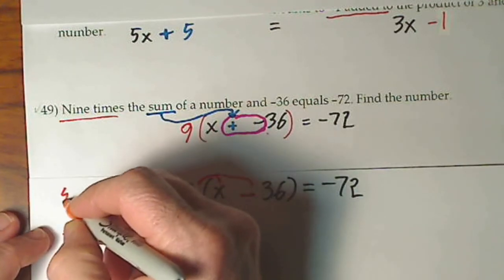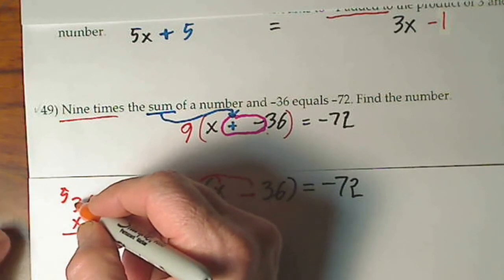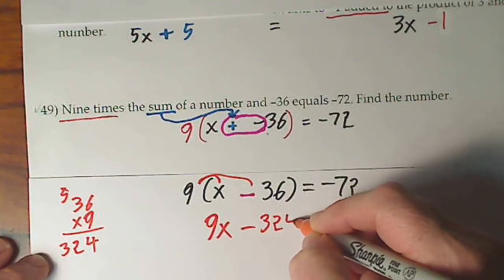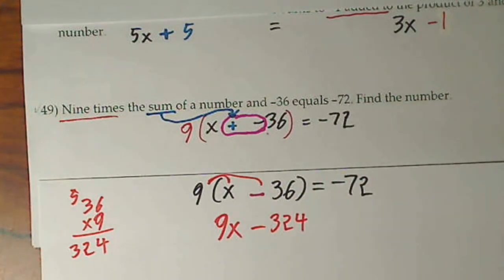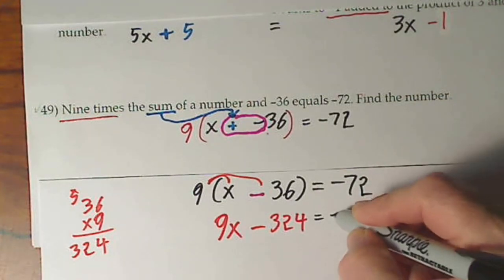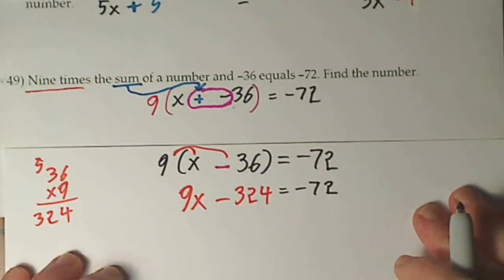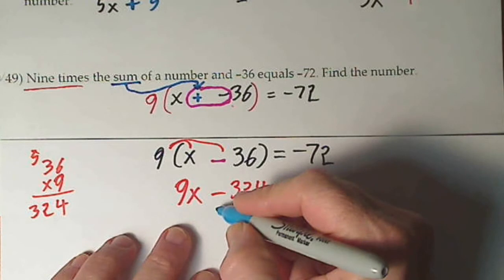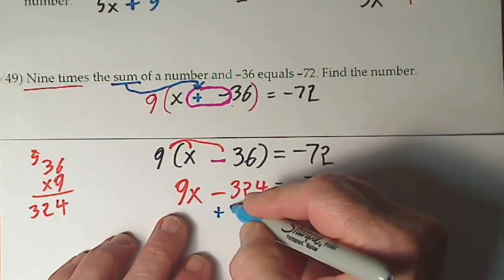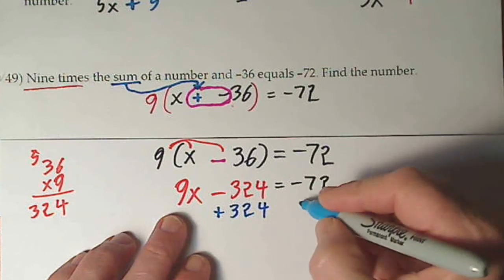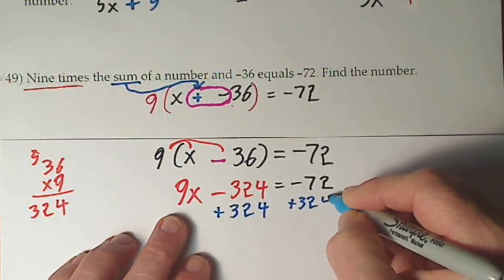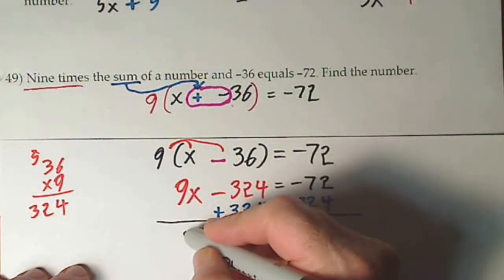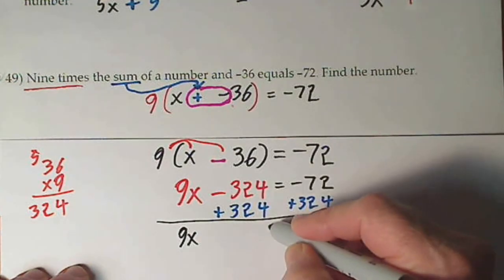That's 54, 27, 29, 30, 324 equals negative 72. Okay, we want to get rid of this negative 324. It's held there by addition or subtraction, so we simply use the opposite sign. Just draw a line here, bring everything down. We have 9x, that's a 0. I don't have to write it.